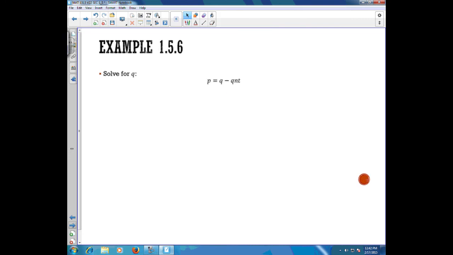And finally, one final example. We have p equals q minus q n t. We want to solve for q. Well, q's in two different parts of this equation. We need to get q by itself. We can't move the terms around because if we do, we have q on opposite sides of the equation. So what we need to do here when we have a variable in more than one term is isolate those terms to one side of the equation and then factor.